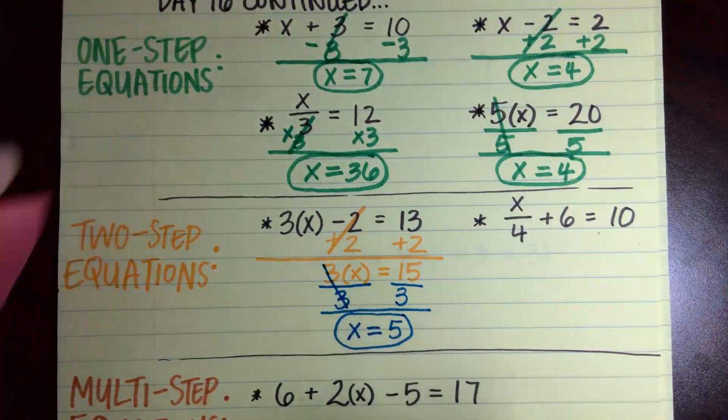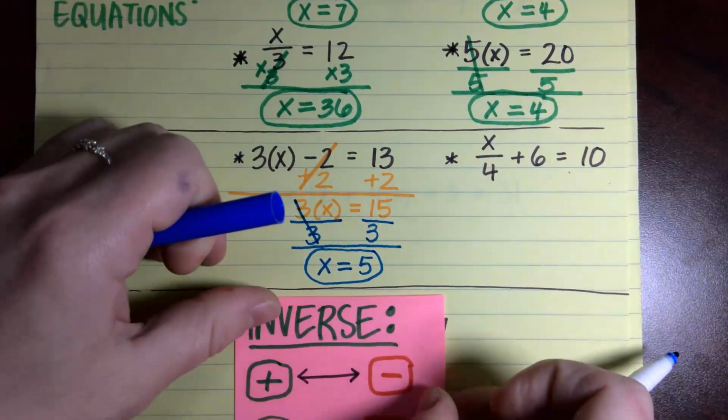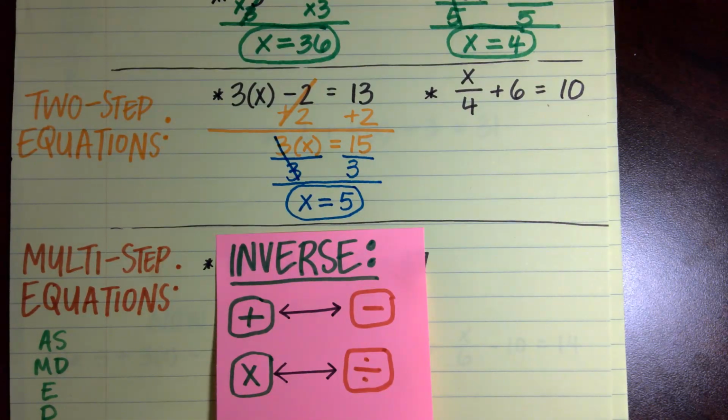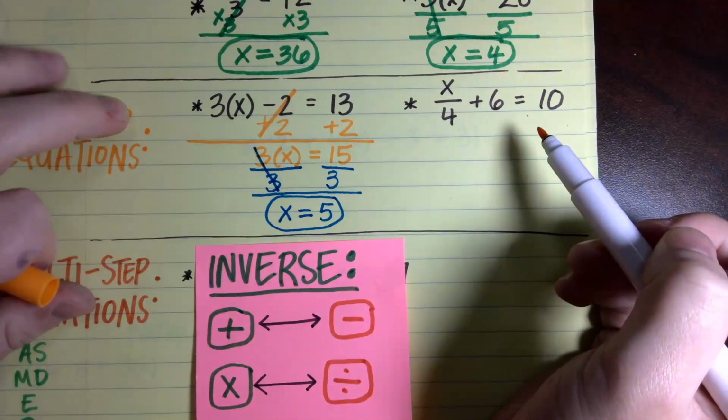Does that first one make sense to everybody? Good deal. Now let's look at our second two-step equation. I've got x divided by 4 plus 6 equals 10. What do I need to do first?